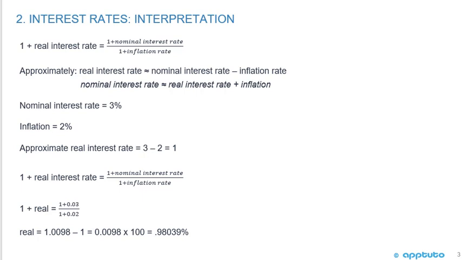But if we do the formula properly, as per the CFA, 1 plus the real interest rate equals 1 plus the nominal over 1 plus the inflation rate. We see 1 plus real equals 1.03 divided by 1.02. So the real equals 1.0098 minus 1, and so it's 0.98039%. It's a little bit less than the 1. So we need to be careful that in some questions we need to be very precise. We don't use the approximation.